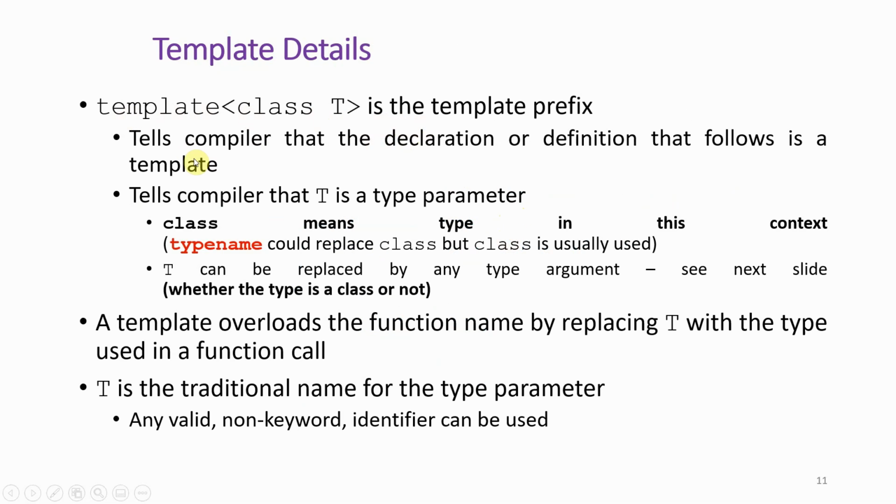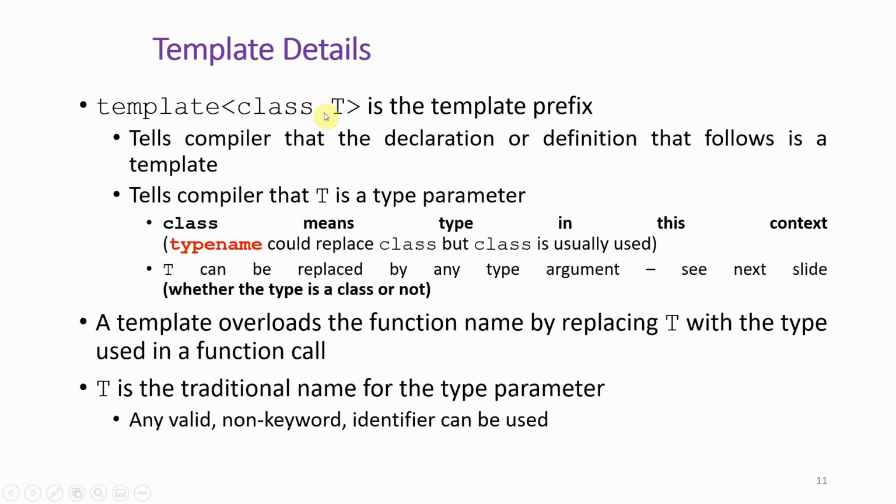This prefix tells the compiler that the declaration or the definition that follows is a template, and tells the compiler that t is a type parameter that's going to be determined later. In this prefix, class means type. It's different from the class in the sense of object-oriented programming. And instead of writing class, some programmers prefer to write typename. Both of them are allowed.